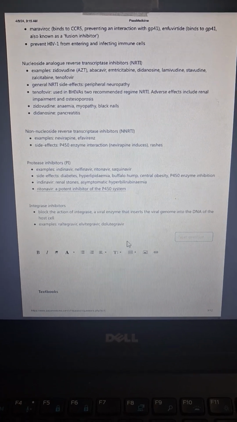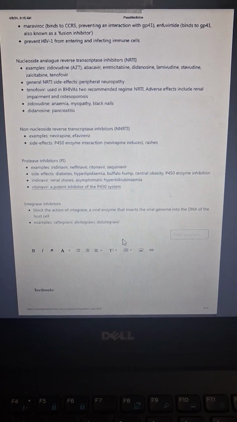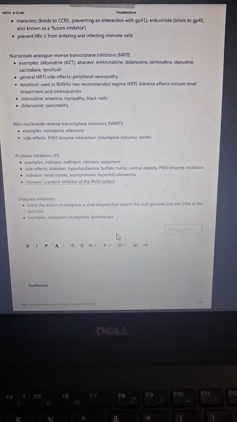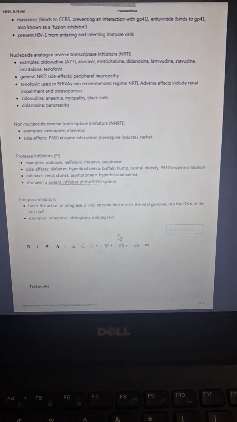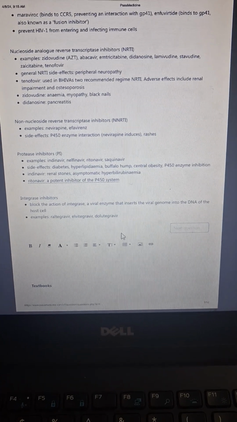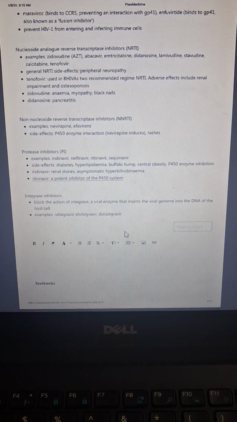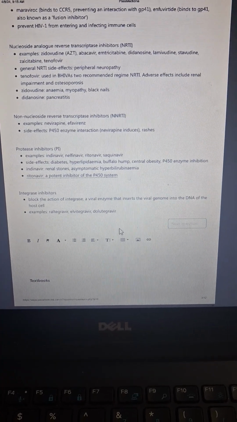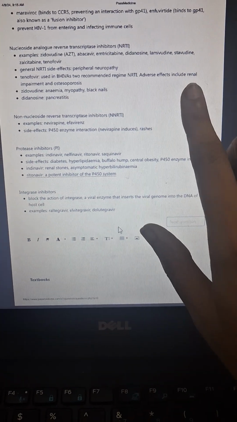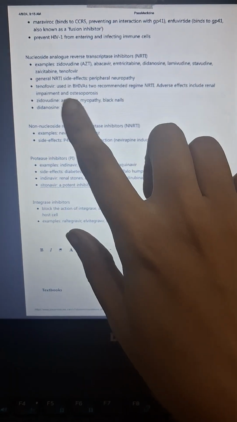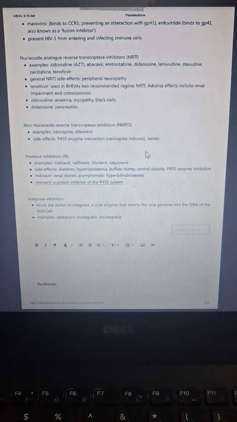Next are the nucleoside analog reverse transcriptase inhibitors: zidovudine, abacavir, emtricitabine, didanosine, lamivudine, stavudine, zalcitabine, and tenofovir. Generally the side effect is peripheral neuropathy, and for tenofovir, I remember it by ROT: renal impairment, osteoporosis, and T for tenofovir.